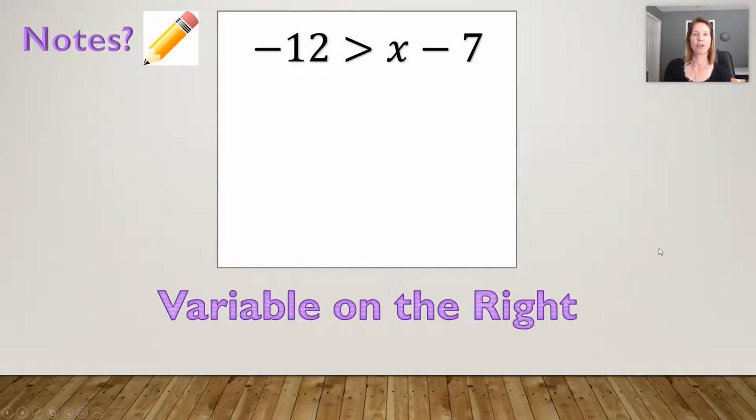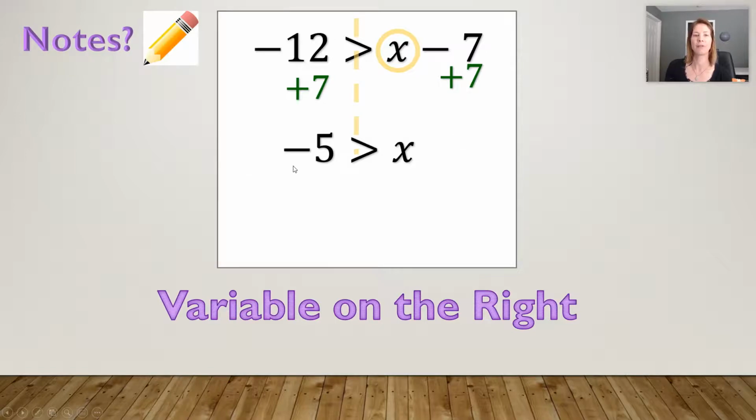I have one more to show you. It's not a different type, but it has the variable on the right-hand side. So what do you think we should do to both sides to isolate x? We want to add 7 to both sides to undo the minus 7. So this side will become negative 5 because you subtract. The symbol is going to stay the same, and then the x is going to come down.